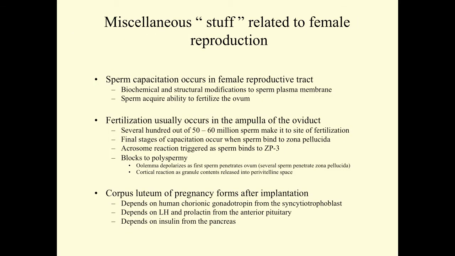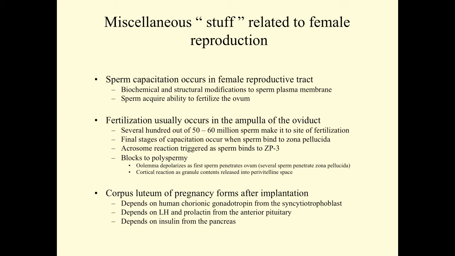Sperm capacitation occurs in the female reproductive tract, and sperm capacitation involves biochemical and structural modifications to the sperm plasma membrane. The sperm acquire the ability to fertilize the ovum within the female tract. Fertilization usually occurs in the ampulla of the oviduct. As you know, there may be 50 to 60 million sperm in an ejaculate. Of that 50 to 60 million sperm, only a couple of hundred actually make it to the site of fertilization.